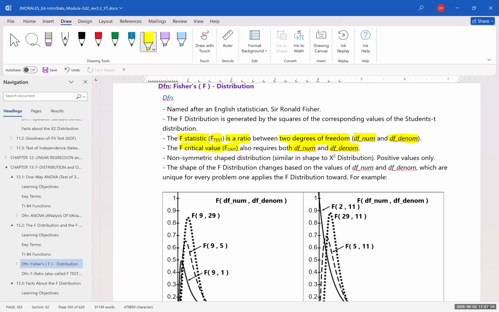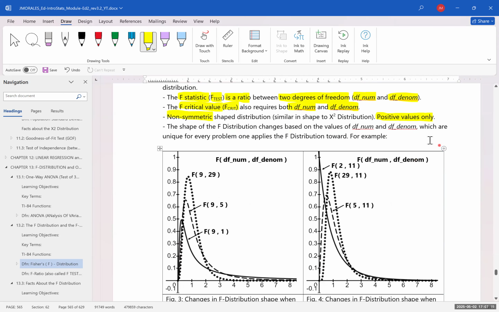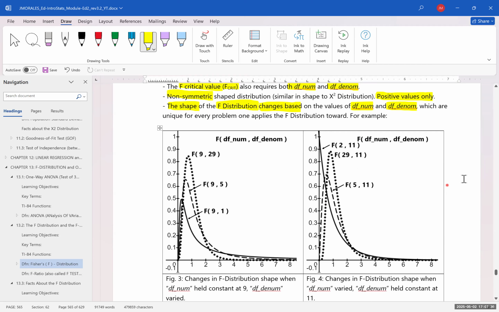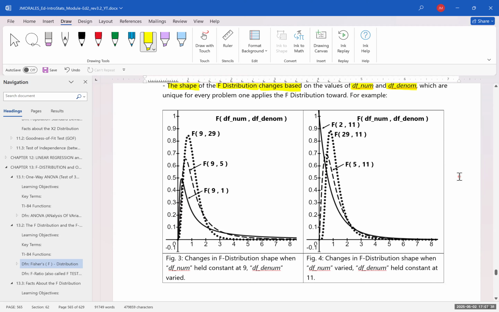The F distribution is non-symmetric, similar to the chi-square distribution, and it has positive values only. And just like the chi-square distribution, it does change shape. It changes based off of two values, the degrees of freedom of the numerator and the degrees of freedom of the denominator, which are unique for every problem that you apply to the F distribution. Now, it's a lot less difficult to try and predict what the shape is exactly going to be.